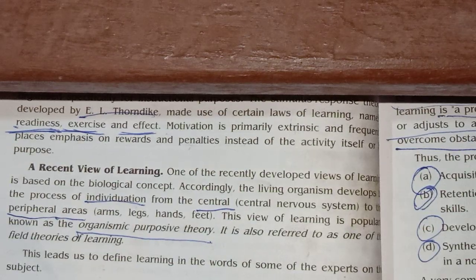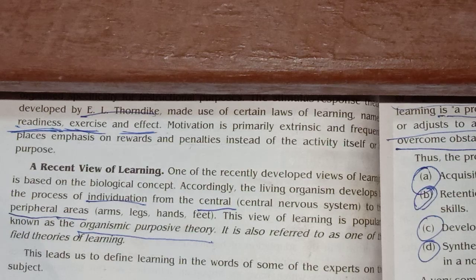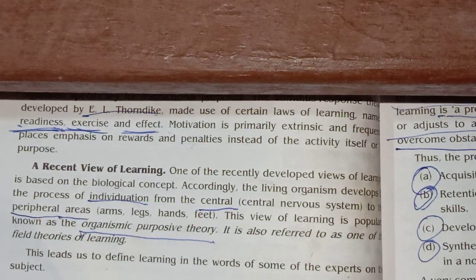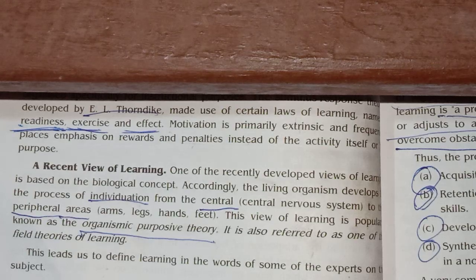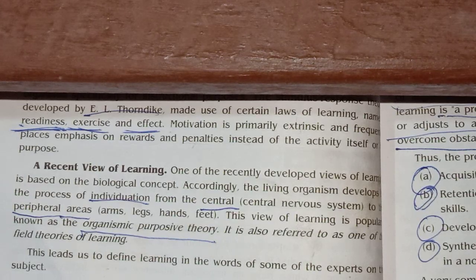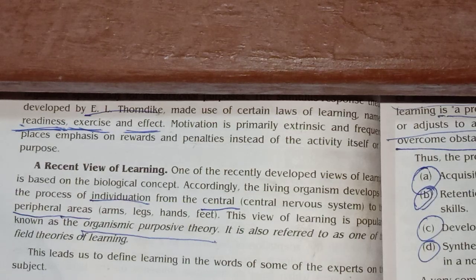The learning process, during the individuation of a child, the organism, is created in the central nervous system, and then the consciousness from the central nervous system goes to the peripheral areas. The central nervous system commands the peripheral areas. What are the peripheral areas? Arms, legs, hands, feet.